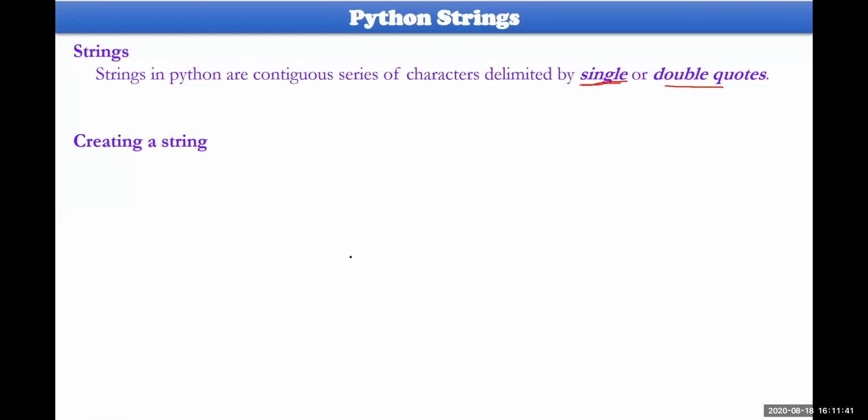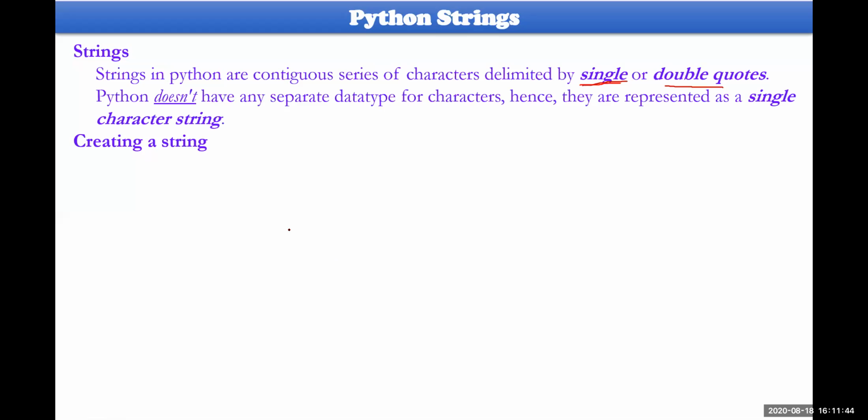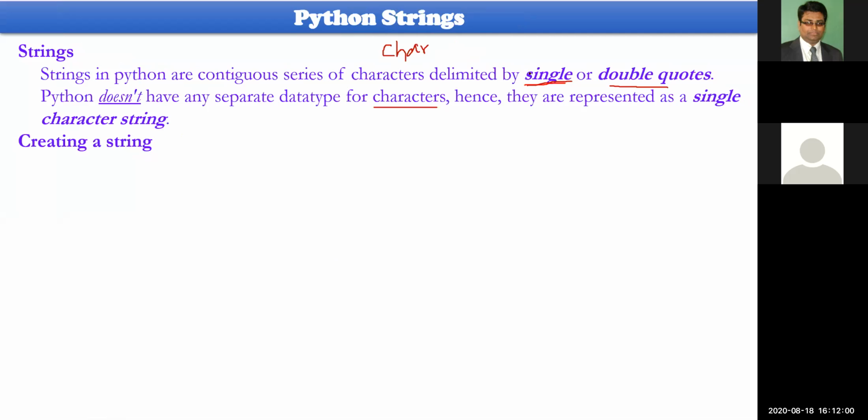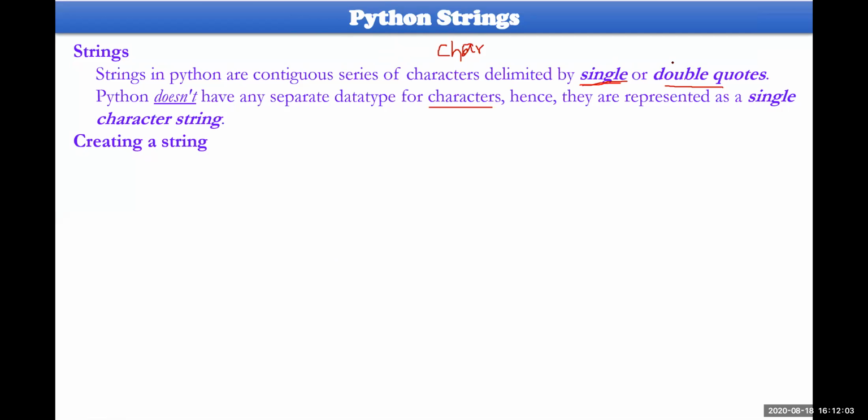And so Python does not have any separate data type for character, as in C or C++. If you want to declare a particular character, you have a data type that is char in C or C++. We don't have such a data type in Python. Therefore, whatever you represent or delimit with single quotes or double quotes will be considered as a string, and a single character is also taken as a string.